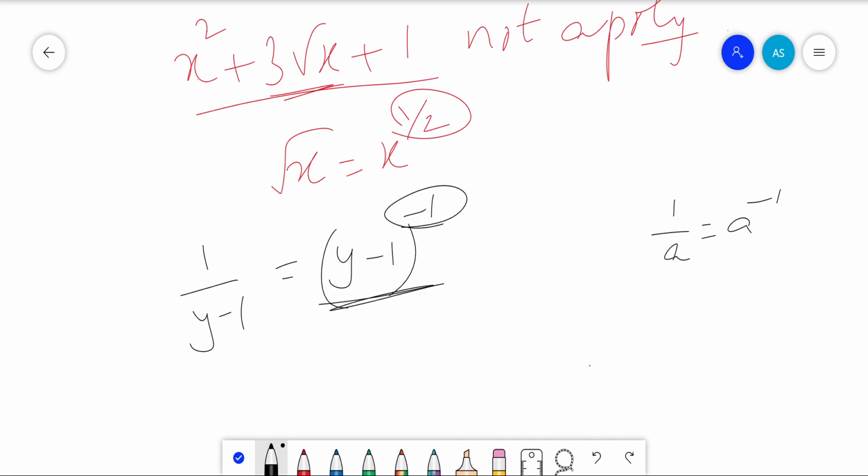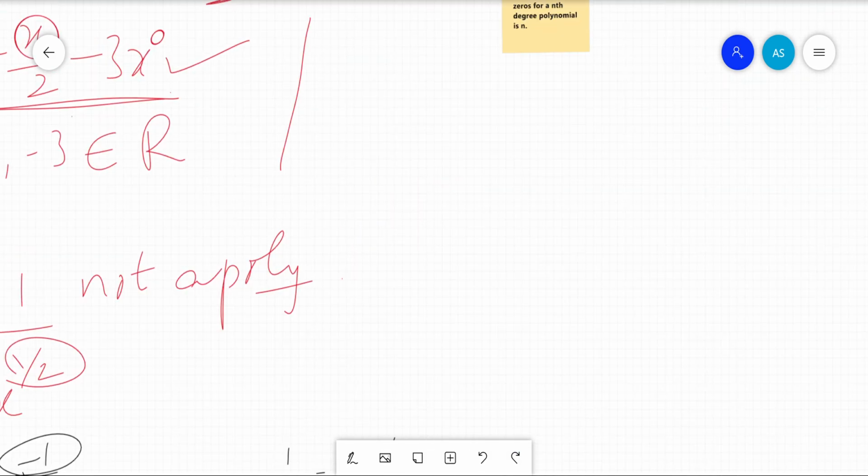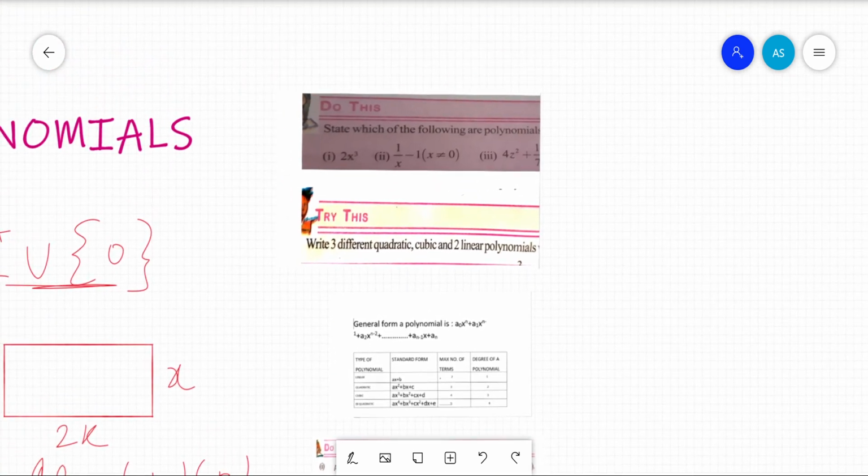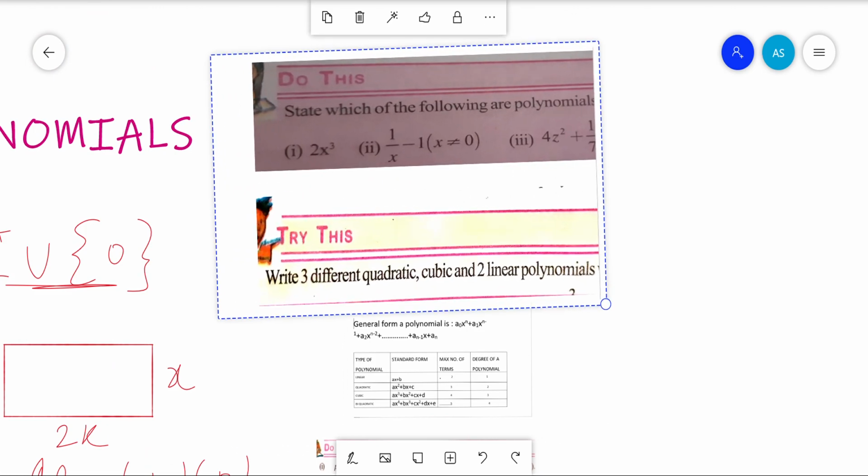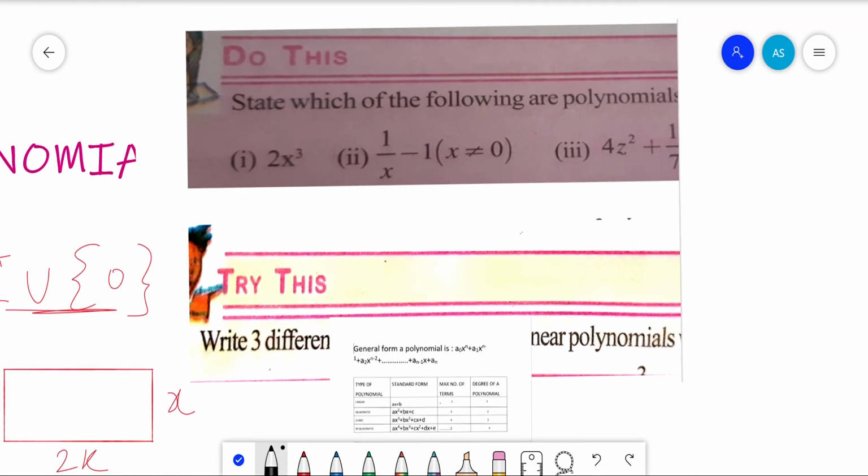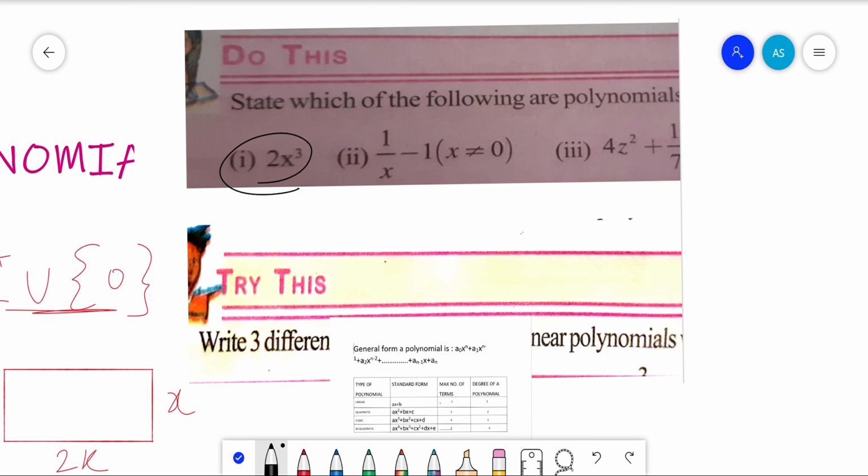Next. From this we can do this from the textbook. State which of the following are polynomials. So 2x cube. Is 2x cube a polynomial? Yes, it is a polynomial. Two conditions satisfied: the coefficient is a real number and the degree is a non-negative integer. And 1 by x minus 1. As 1 by x is equal to x to the power of minus 1, the degree is not a non-negative integer, so it is not a polynomial. So 4z power 2 plus 1 by 7. Yes, it is a polynomial. These two are polynomials and the second one is not a polynomial.